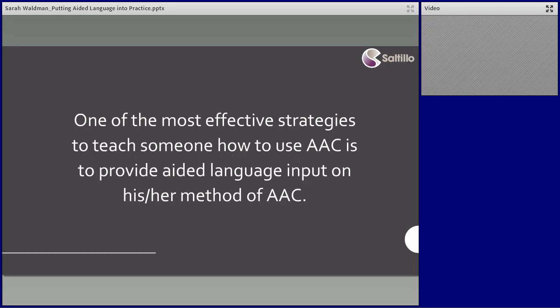So why are we here? Language development is so important for our individuals using AAC. And while there are many AAC strategies available, aided language input is one of the most effective. I want to talk a little bit today about that strategy and how you can implement it into any environment that you may be in.